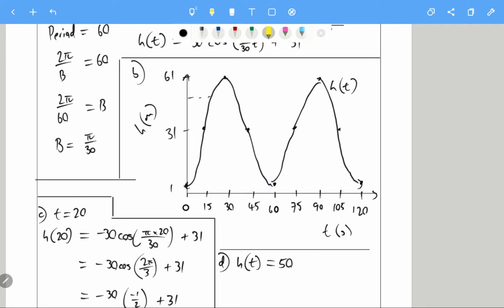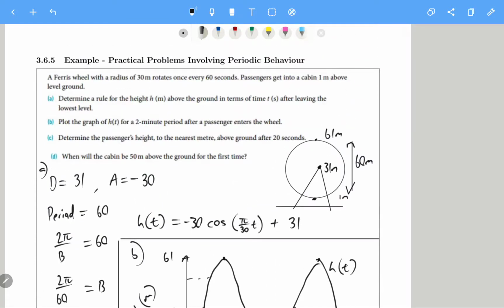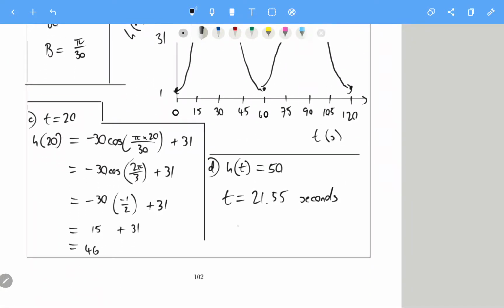And we can use the G-solve function, so shift F5, which is F5 again for intersect, and we can see that the first intersection is at x equals 21, which is our t variable, so t equals 21.55 seconds. And if we have a look at the question, it doesn't have any particular rounding rules, but I'm probably going to say after approximately 22 seconds.